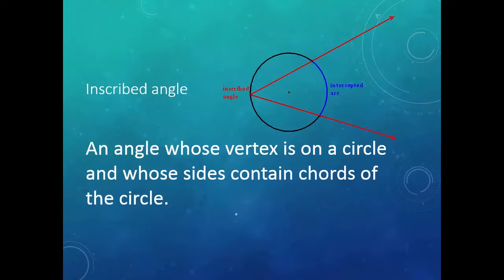Inscribed angle. An angle whose vertex is on a circle and whose sides contain chords of the circle. The difference between an inscribed angle and a central angle is that a central angle goes through the center of the circle, so you basically have the radiuses that create the central angle. An inscribed angle goes all the way through to the other side of the circle and does not necessarily go through the center of the circle. So this is my inscribed angle in here.